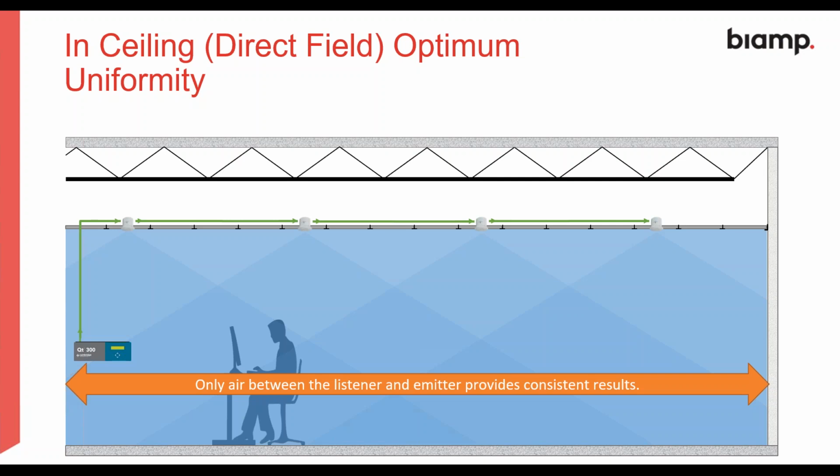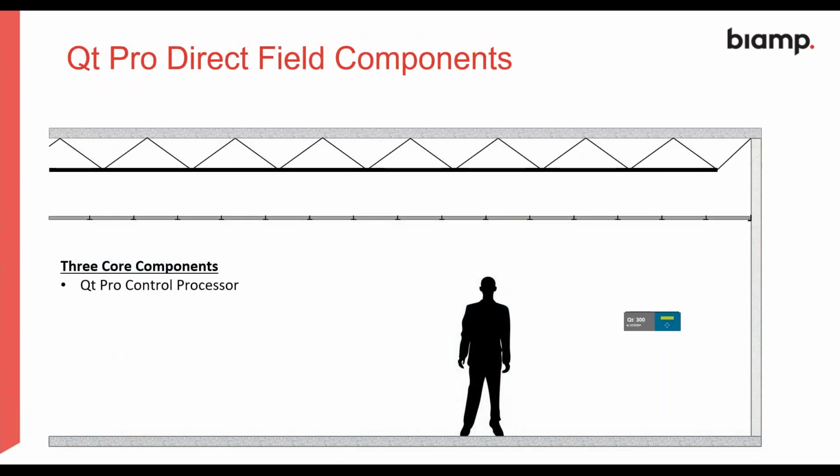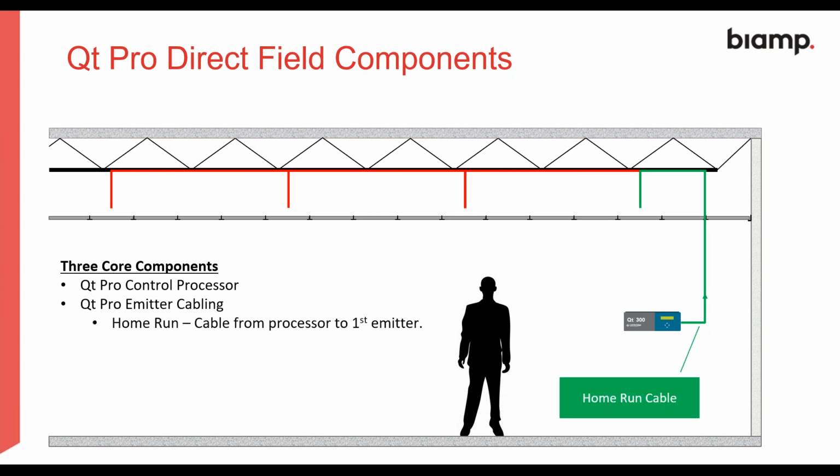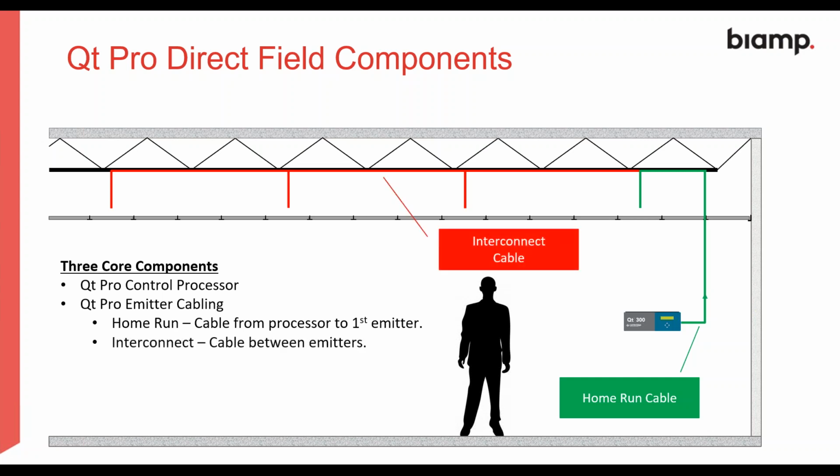So with the QtPro system, there are 3 core components. You have the processor, you have cables, and these cables form 2 types of cable. You have what we call the home run cable. The home run cable runs from the control processor to the first emitter, and then from the first emitter we then have what we call interconnect cables, and the interconnect cables, as you would expect, interconnect the speakers.